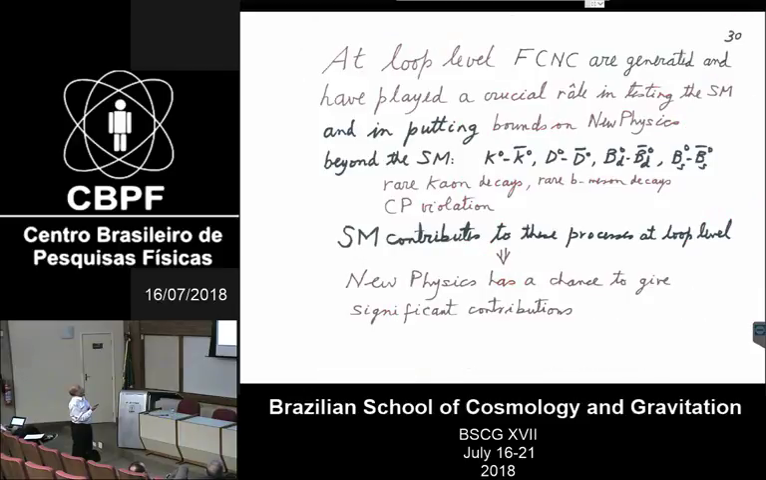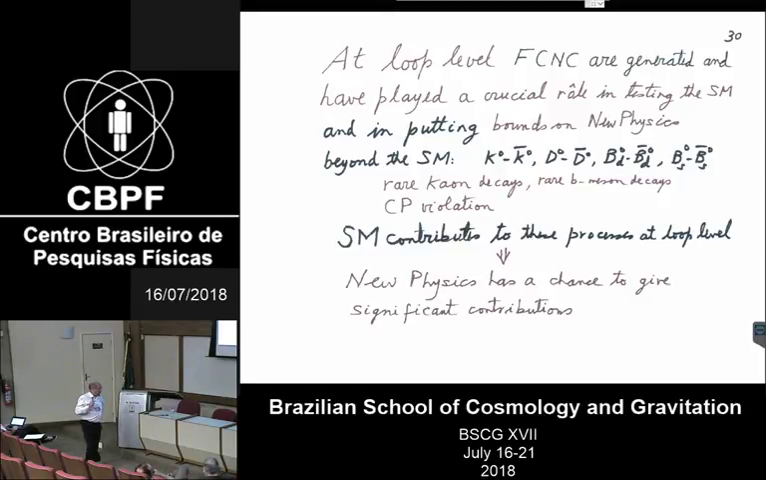Anyway, I mentioned already that loop-level flavor-changing neutral currents are generated, and they play even today a crucial role in testing the Standard Model and putting bounds on new physics. K0, K0 bar, D0, all this is predicted within the Standard Model. SM contributions to these processes are only at loop level, so new physics has a chance to give significant contributions.